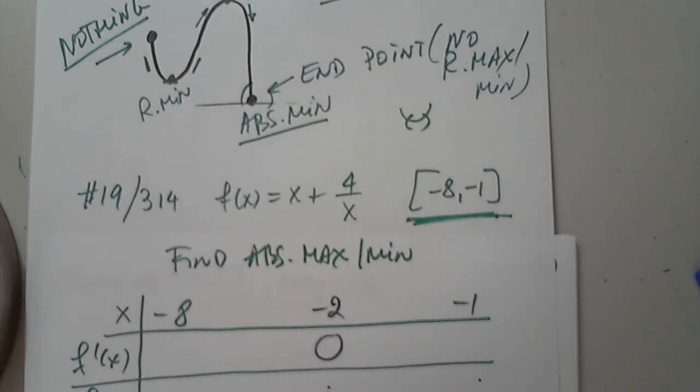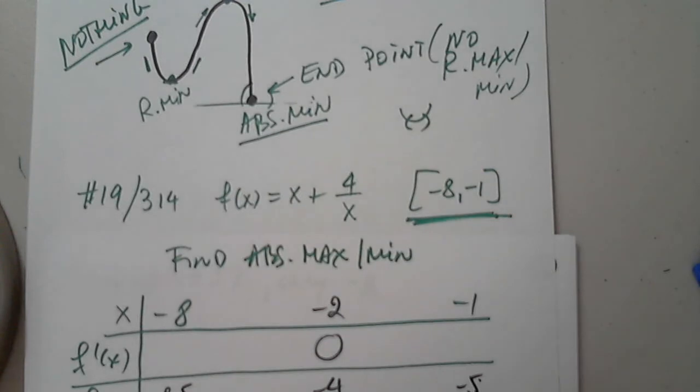Okay, so in y equals, clear and put x plus 4 over x. And we go back to second and table, and I plug in -8, and then I plug in -2, and then I plug in -1. So I have -8.5, and I have -4, and I have -5. That's all I needed.